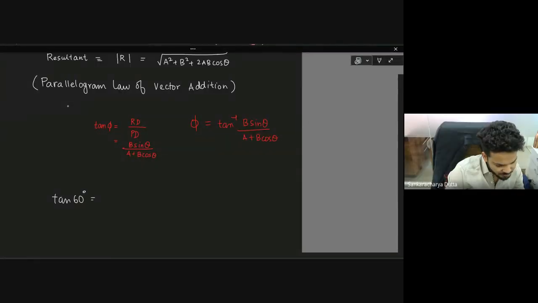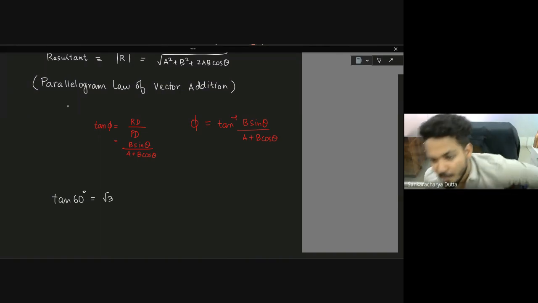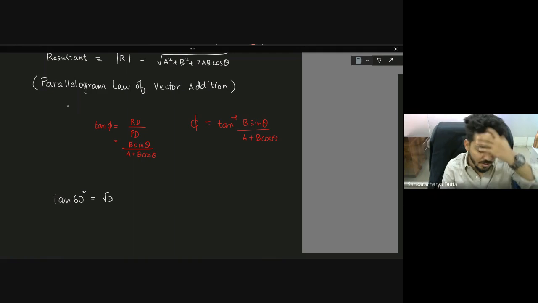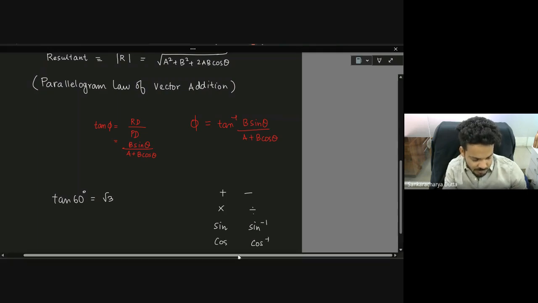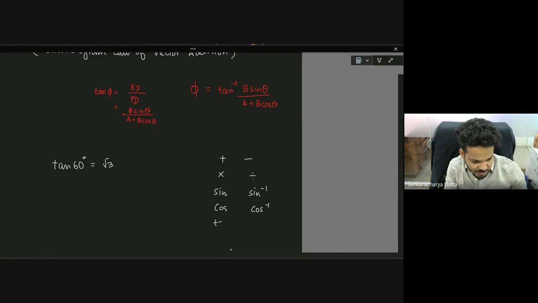Very nice. Now every particular function in math has its own inverse. For example, plus has minus, multiplication has division, differentiation has integration. This you will learn in 12th math, and you will study it in my class when I introduce it. This is essentially calculus. But trigonometric functions also have their inverse. Sine has sine inverse, cos has cos inverse, tan has tan inverse. What does this quantity do?